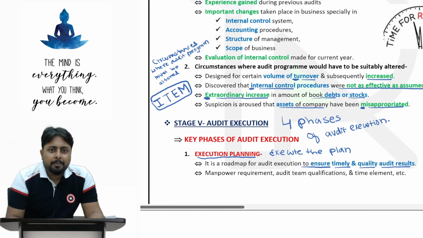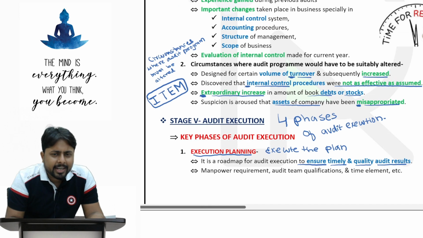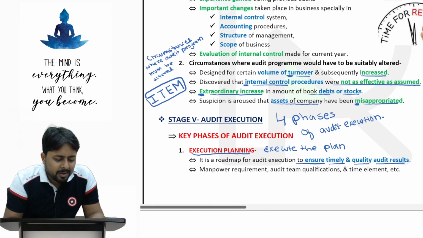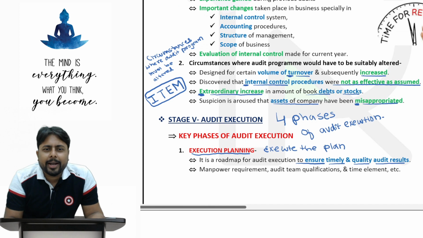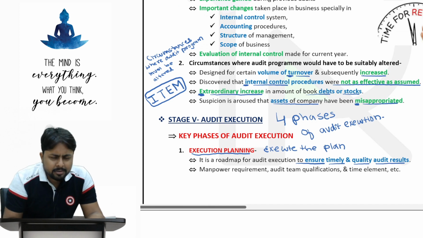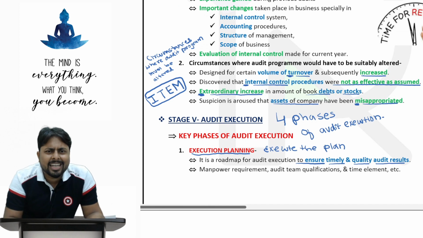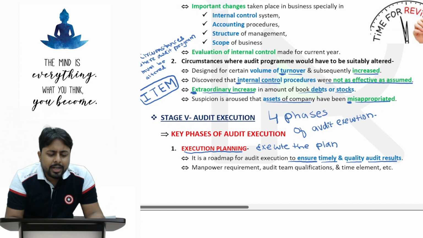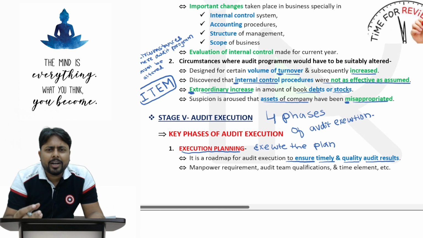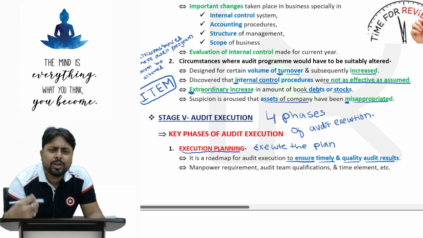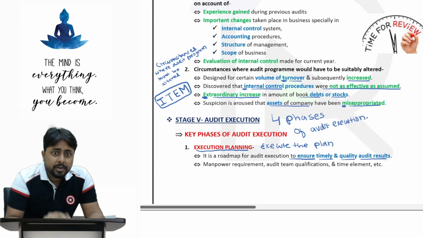Don't get me wrong, but I made it "ITEM" so that you don't forget it. The circumstances where the audit program must be altered is ITEM. Sir, can you explain "I"? Yes, I is your internal control procedure. You thought it would be effective, but it is not as effective as you assumed. Then you must alter your audit program.